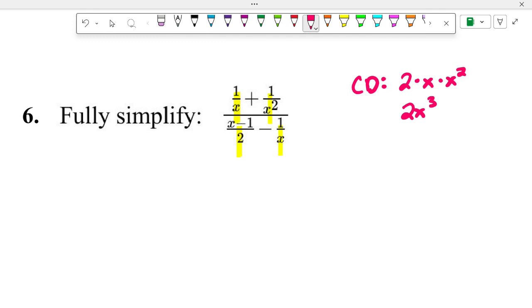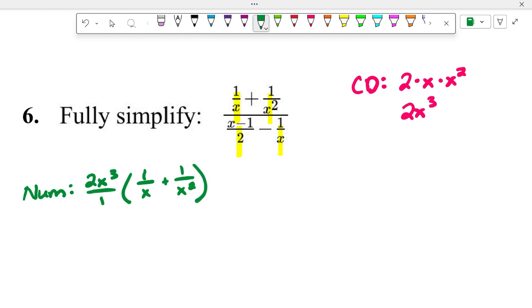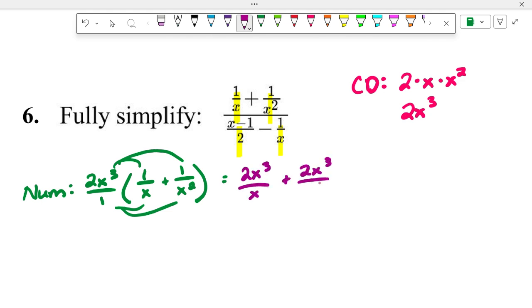All right. Now we're going to do our numerators and our denominators separately. So for the numerator, I'm going to multiply 2x cubed over 1 to the entire numerator. If I multiply top by top, bottom by bottom, this would give me 2x cubed over x plus 2x cubed over x squared. The reason I did that is because we're essentially just multiplying everything by 1 in some shape or form.